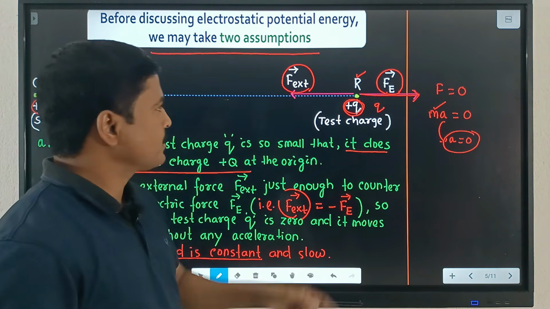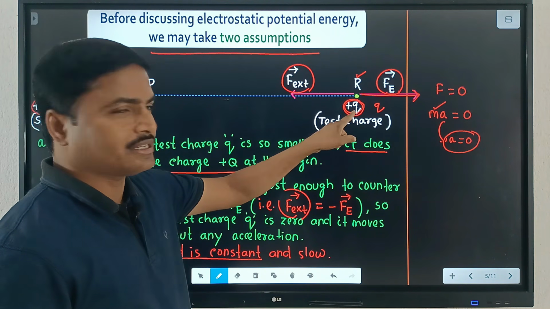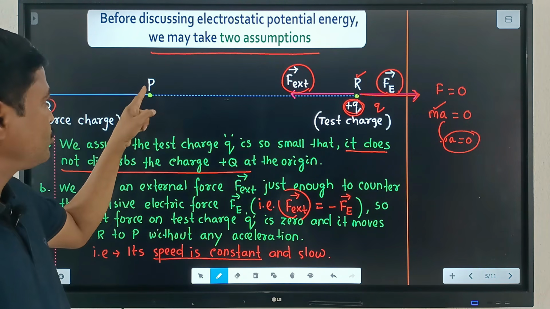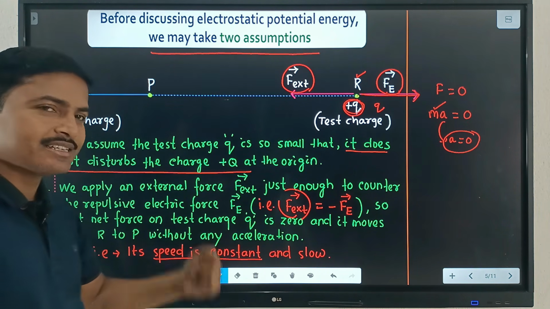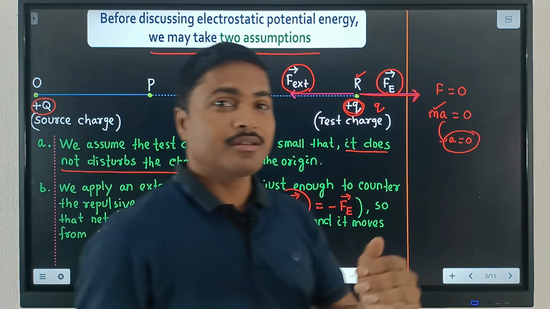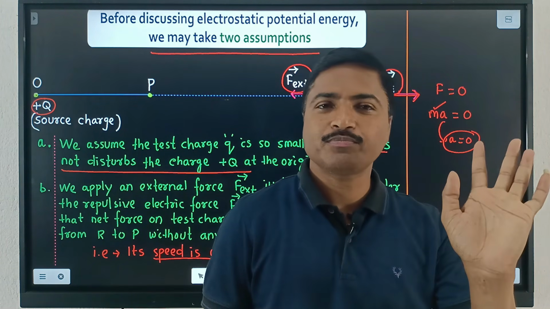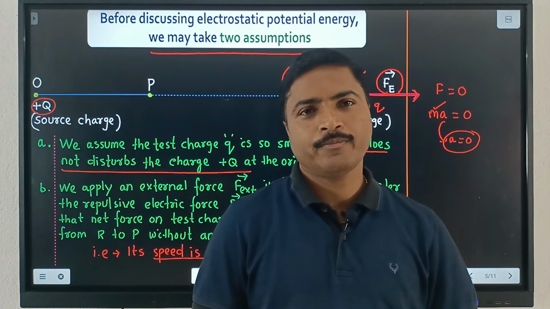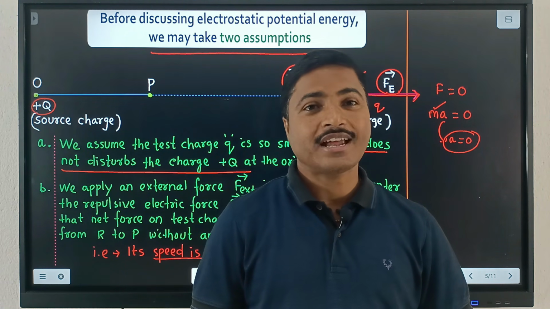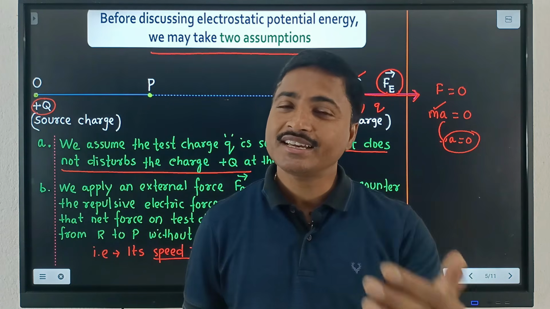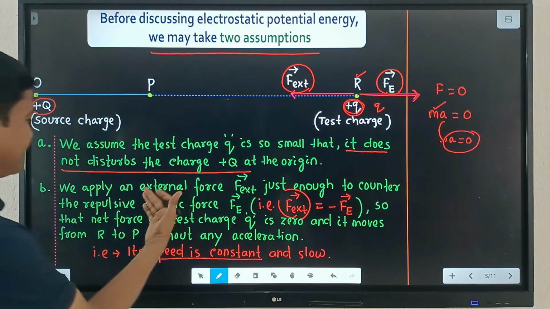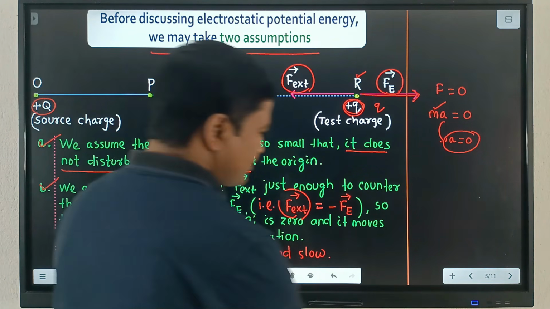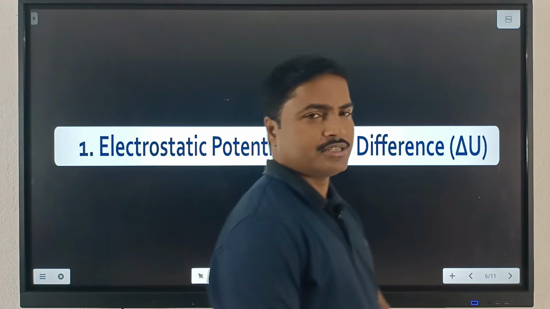That means when external force is applied, the test charge starts to move from point R to the point P without any acceleration, or with constant speed, but that speed is very slow. That speed is very small. This is the second assumption. Two assumptions are there. Now we will start the first point of this chapter.